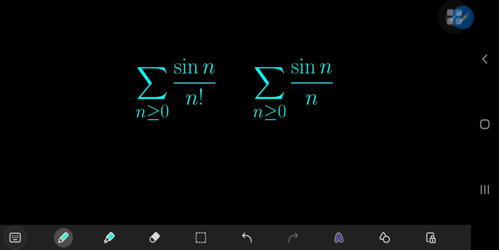Today we have a couple of really nice infinite series, and the solution developments for both of them are quite satisfying. So let's call the first sum S sub 1 and the second one S sub 2, and we're going to solve them using some wonderful complex analysis.